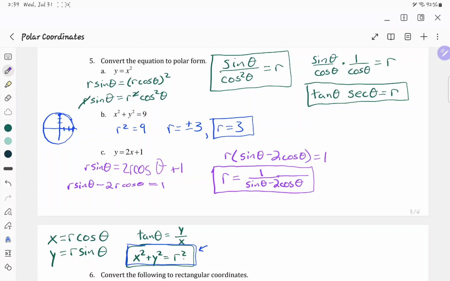Now, like I said, we can graph these on Desmos to see if we're in the right ballpark, right? We kind of know what the rectangular equation looks like. We can graph the polar and see what it looks like to see if we're correct. So I'll go ahead and pull up Desmos and then we'll take a look at that.